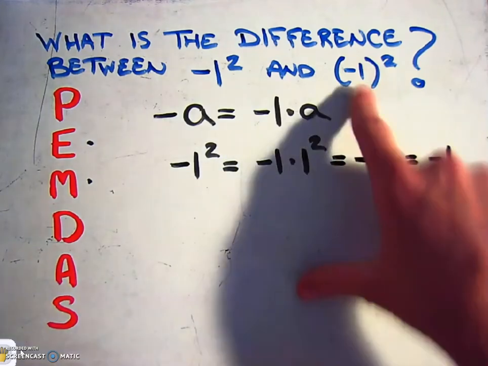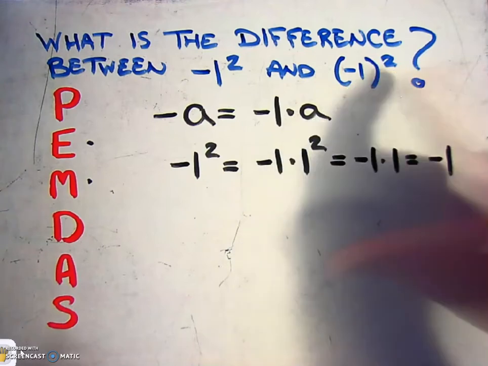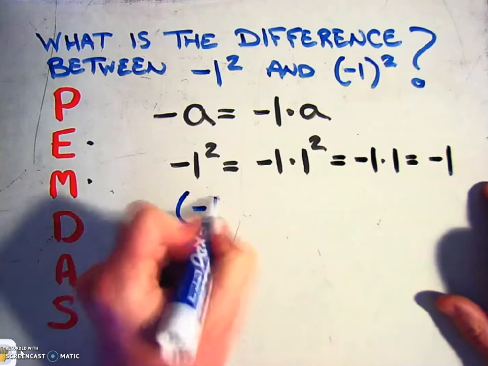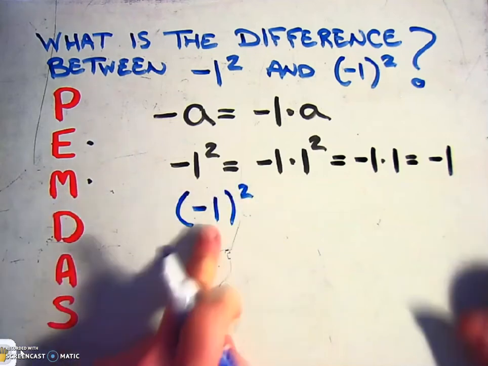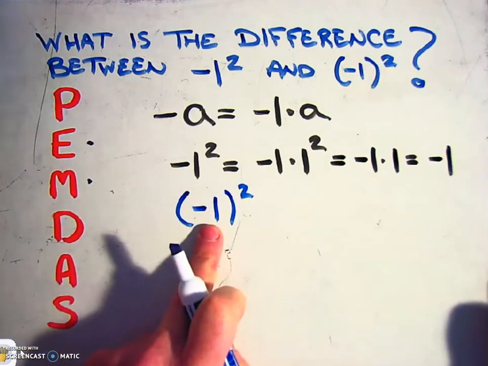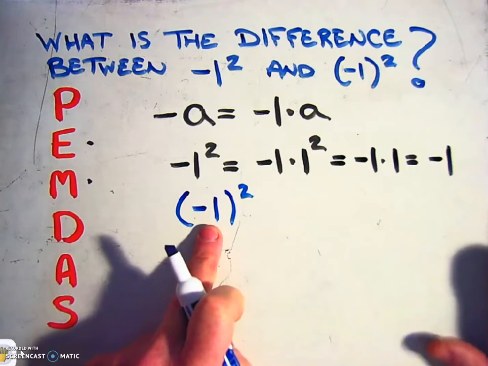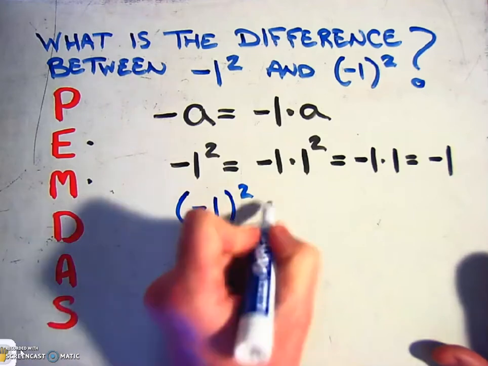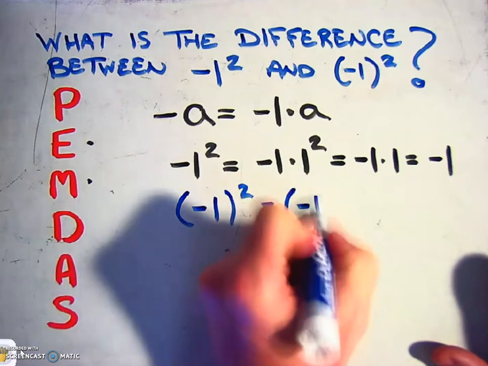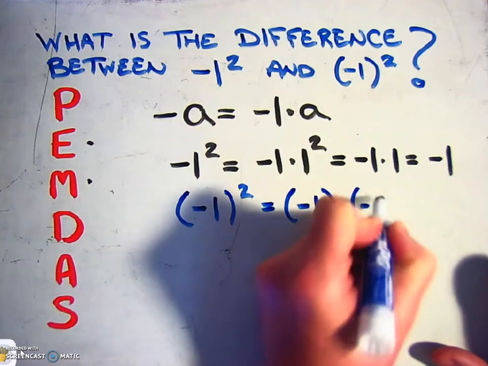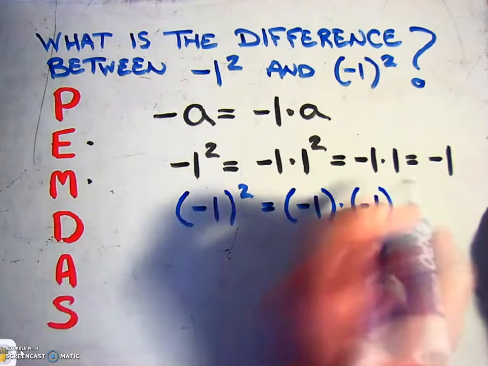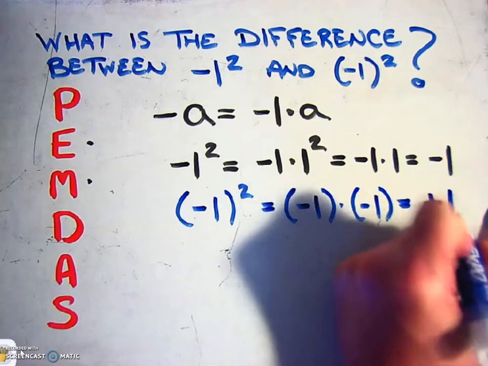But when we look at -1 in parentheses squared, we follow the order of operations again. So we actually perform the multiplication first. So this provides us with a negative value, a -1. And the squared tells us to take that value in the parentheses and multiply it by itself 2 times. -1 times -1 produces a +1.